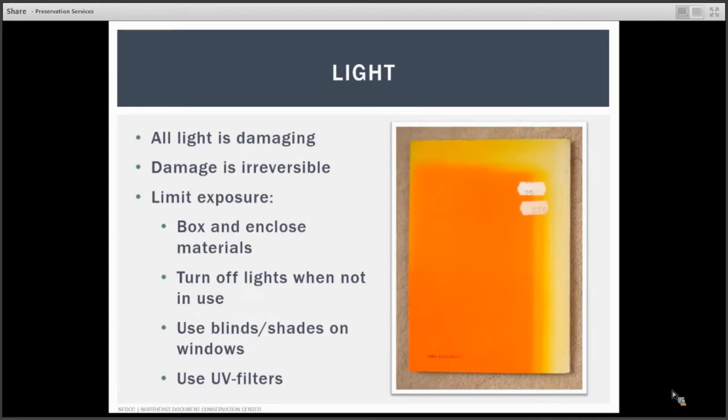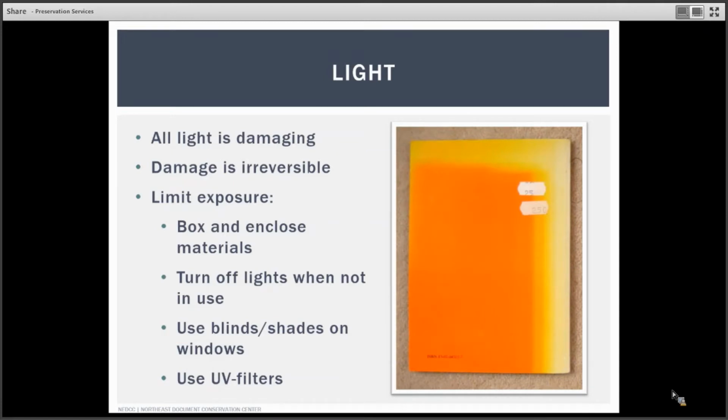Another chemical consideration is exposure to light. Like heat, light provides energy to chemical reactions, which accelerates deterioration. Light exposure can cause permanent fading and yellowing of the materials, like the book cover on screen, and oftentimes that damage is irreversible. It's important to realize that while all light causes deterioration, sources that are rich in UV radiation are going to be the most damaging.